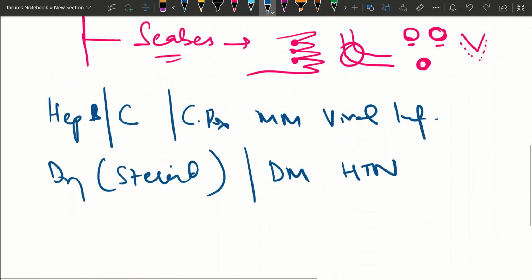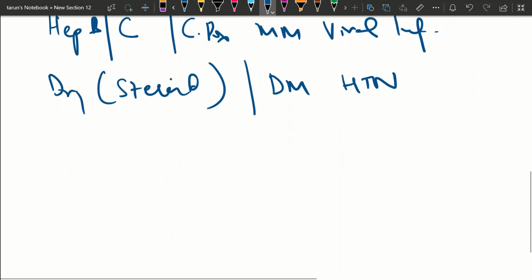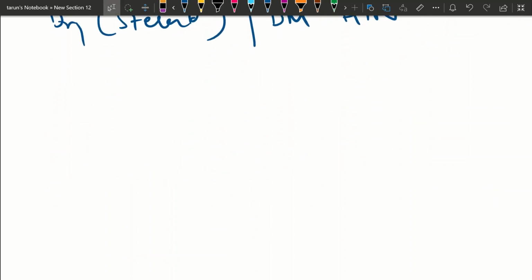So this will be the history, and we have to rule out other conditions like hepatitis B, C, history of diabetes, hypertension, and drug history. Then what will be the examination findings in a case of acute glomerulonephritis? Now we will see the examination findings.